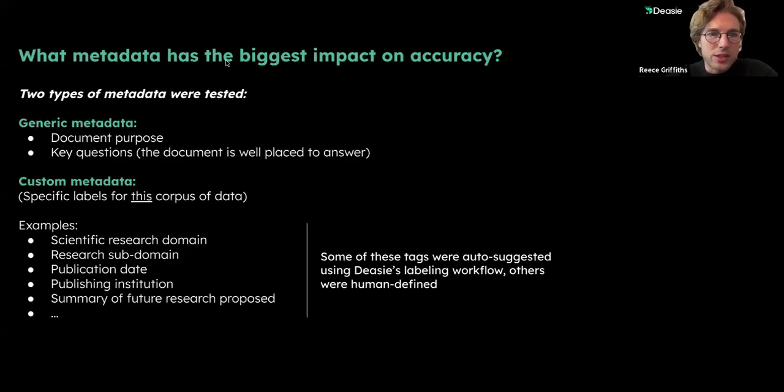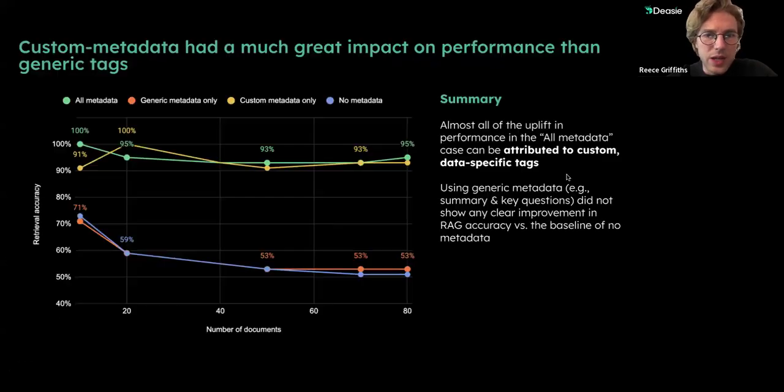The second thing we looked at is what type of metadata had the biggest impact. As mentioned, we had generic metadata around things like document purpose and key questions. We then had much more specific metadata for this use case, things like scientific research domain, publication date, publishing institution, summary of the future research proposed, and so on. These tags were both user-defined, but some were also auto-suggested. Jerry, to your point, this was a hybrid user flow to come up with the relevant set. Overall, I think there were around 20 tags that we used.